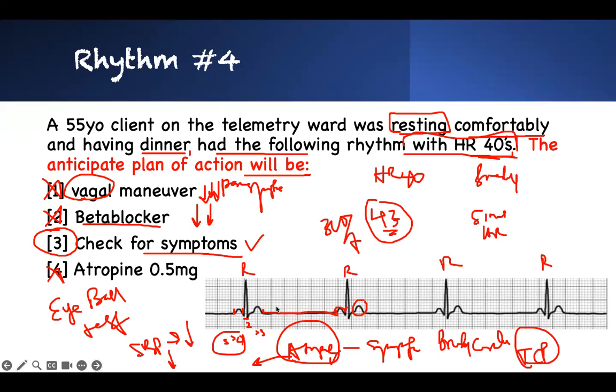Okay, so for this patient with a slow heart rate, you see a different rhythm, it's very slow. We know the P and QRS are okay. It's just a long time after the repolarization of the ventricle before the atrial depolarization. Okay, rhythm number four.